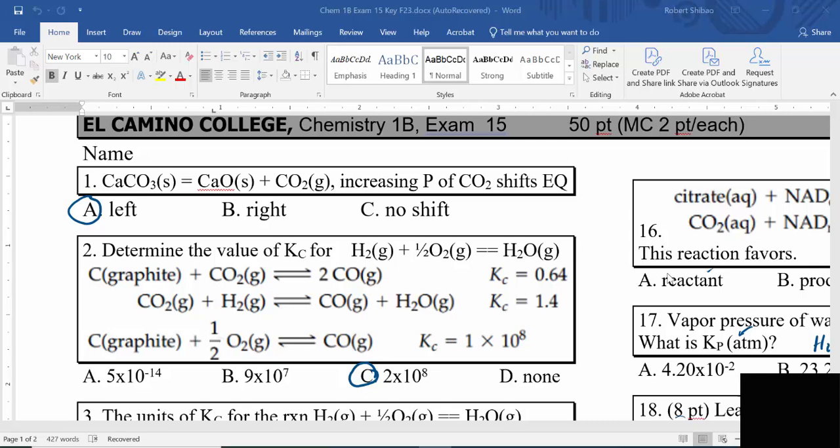But let's take a look at number 1. For that equilibrium, increasing pressure of CO2 shifts the equilibrium to the left. This is Le Chatelier's principle. So if we increase the product, then there's going to be a shift to compensate for that. And so it's going to shift left to reestablish a new equilibrium.